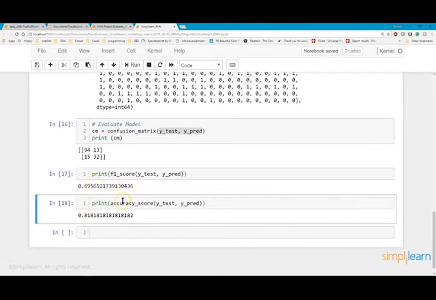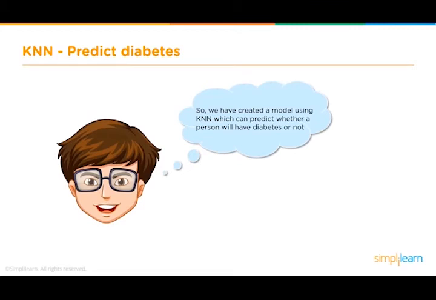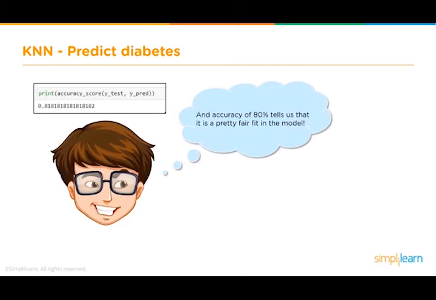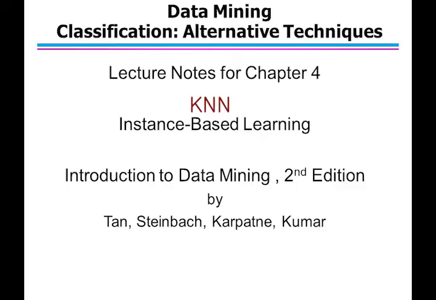It lets us know that there's more false positives than we would like on here. But 82%, not too bad for a quick flash look at people's different statistics and running an sklearn and running the KNN, the K nearest neighbor on it. So we have created a model using KNN, which can predict whether a person will have diabetes or not, or at the very least whether they should go get a checkup and have their glucose checked regularly or not. The print accuracy score, we got the 0.818, was pretty close to what we got, and we can pretty much round that off and just say we have an accuracy of 80%. Tells us it is a pretty fair fit in the model.